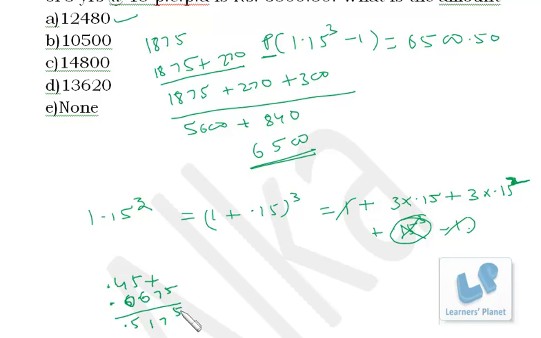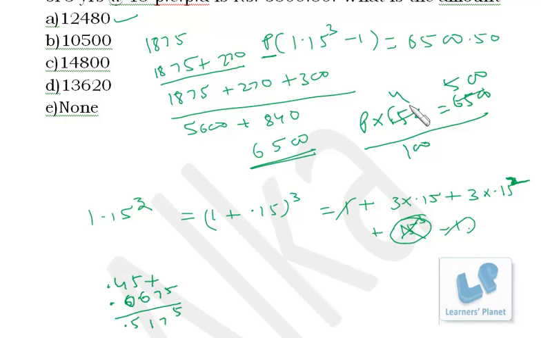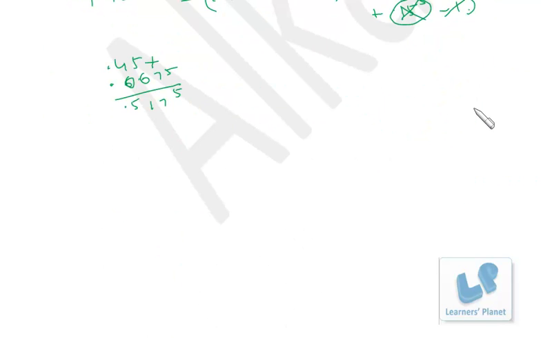Okay. So P into 0.52 is 6500. Just divide this. 13 fours are 13,500. So P will be 25 into 500, that is 12,500, right? And the logic behind this is expansion. Whenever you have to do problems based on compound interest, and you wish to use the formula, then the same funda can be used.